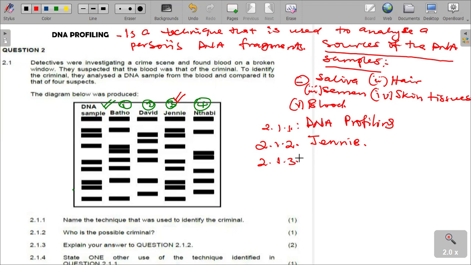We are saying Jane's DNA profile matches the DNA profile from the crime scene. The DNA profile of Jane, as you can see there, we say that it is a match.